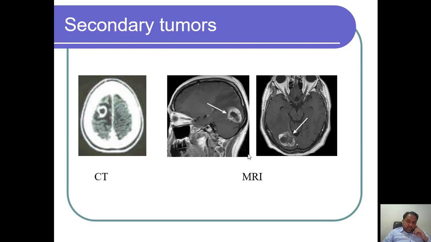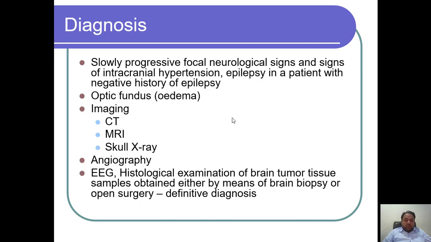Secondary tumors arising from the lungs or breast or colon are also seen. 25% of the tumors of the brain are secondary. Here is a CT brain of the patient showing metastatic tumor. This is MRI of the brain showing metastatic tumor. There is contrast enhancement of ring type in nature. This is an example of metastatic tumor.